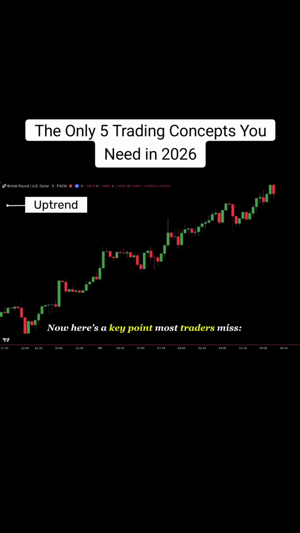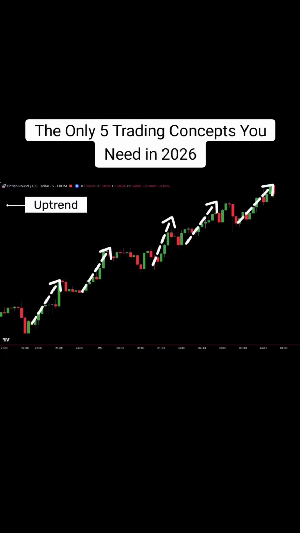Now here's a key point most traders miss. Price does not move up in a straight line. An uptrend unfolds in 2 repeating phases. The impulsive move. This is where buyers step in aggressively and push price higher with momentum. The retracement. This is a temporary pause, where some traders take profits, causing price to pull back before the next push higher. These pullbacks are not weakness. They are a natural part of a healthy trend, and often where the best trading opportunities appear.